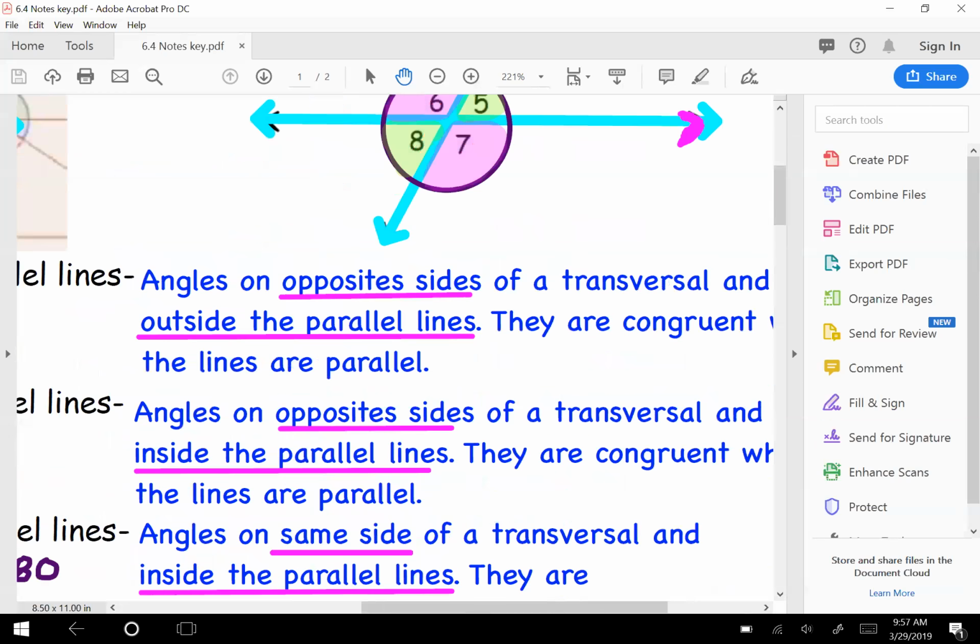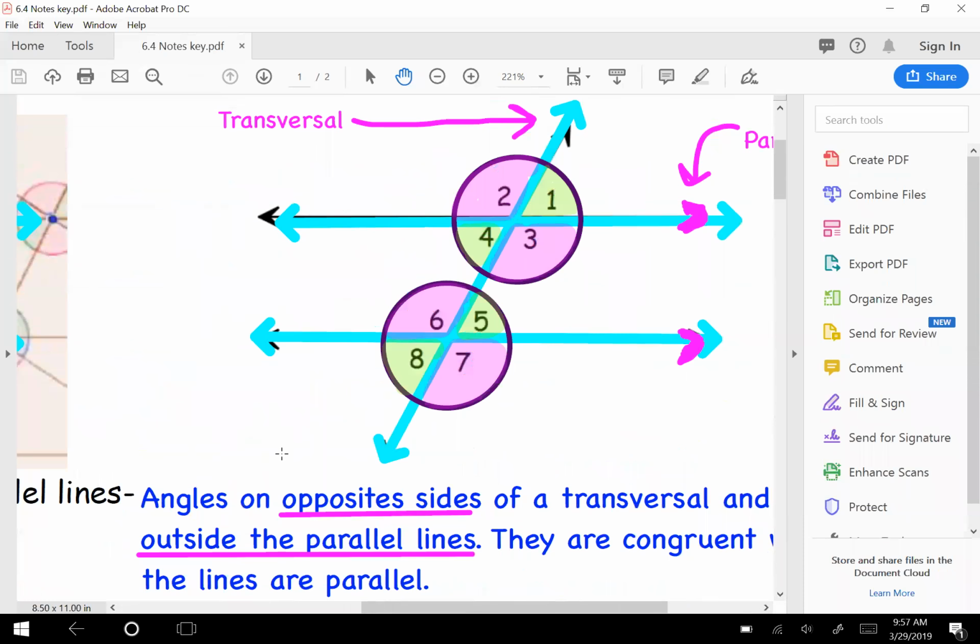Okay, so if we look here, they're inside, so we're still looking at 4, 3, 6, and 5. Yes. Very good. 4 and 6 are on the same side. And notice they don't have the same color. They're not congruent. They are supplementary. Okay? And 3 and 5 are on the other side. Same side interior. So 3 and 5 are also supplementary angles.